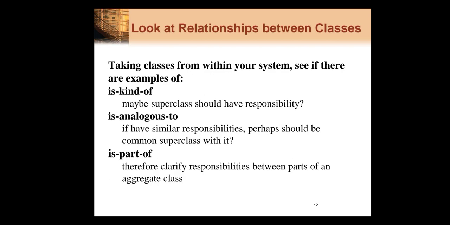Now, which type of relationship is there between the classes? For the classes within your system, you have to see whether there is any "is kind of" relationship. Maybe the superclass should have the responsibilities. Is kind of means there may be a superclass and subclass. So, the is-kind-of superclass should have some responsibility that the subclasses share.